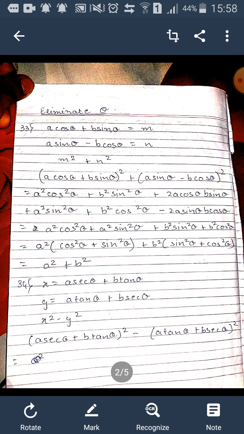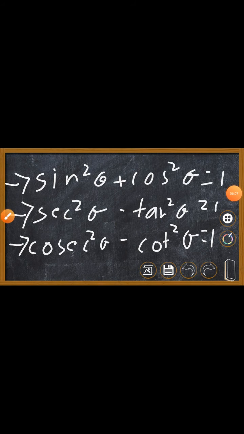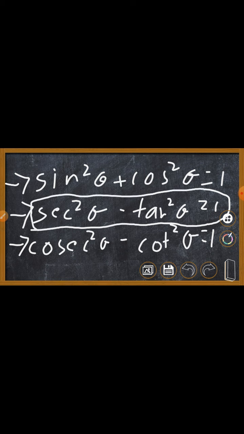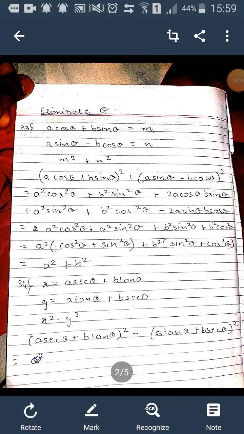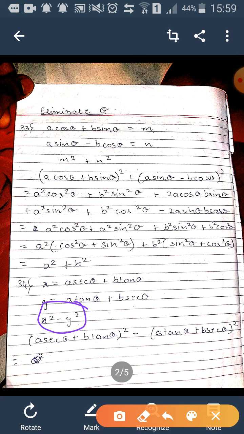So you know which standard relation you are applying over here. The standard relation which you are applying is sec square theta minus tan square theta is equal to 1. So somehow you need to bring this in the sum. How will you bring this? You will bring this by doing x square minus y square. So what is your x? a sec theta plus b tan theta. So I write x square is equal to a sec theta plus b tan theta whole square. y is equal to what? a tan theta plus b sec theta. So minus y square will be minus a tan theta plus b sec theta whole square.